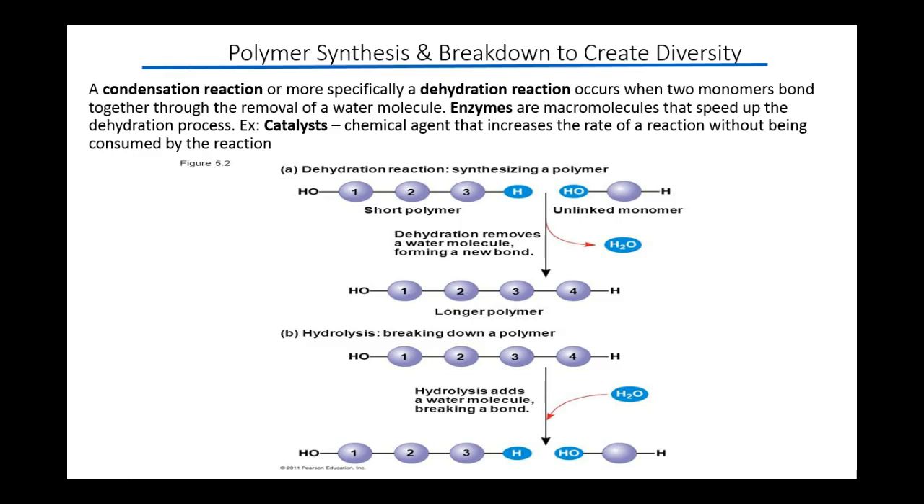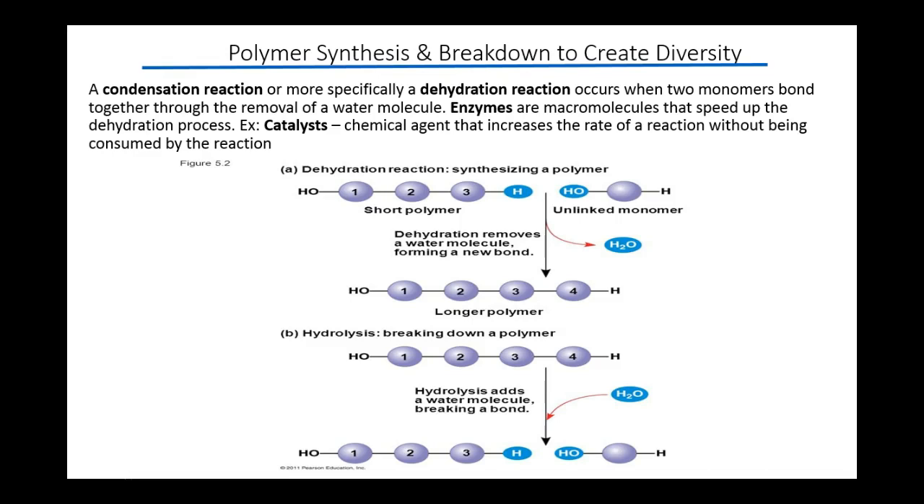So the hydrogen atom and the hydroxyl group, the OH, are going to link together to form water. That's the dehydration. That's the taking out of water, and it's going to link those monomers of this particular unit. So instead of having 3, now you have 4. That's a dehydration reaction to create a polymer, to synthesize. Then if we want to turn that polymer back into monomers, we're going to do hydrolysis.